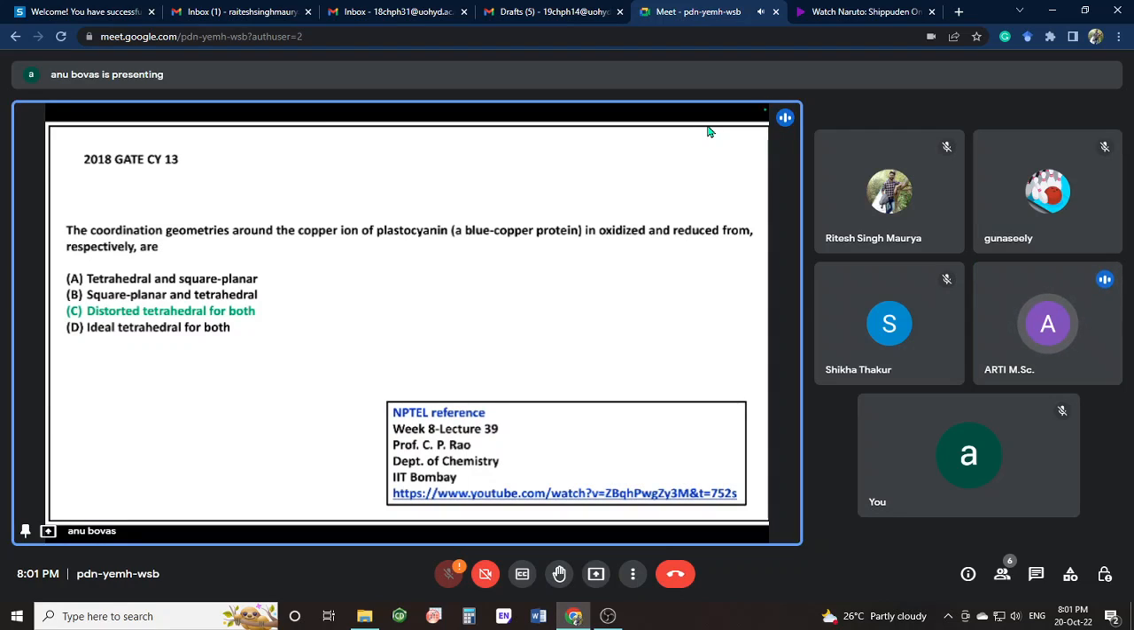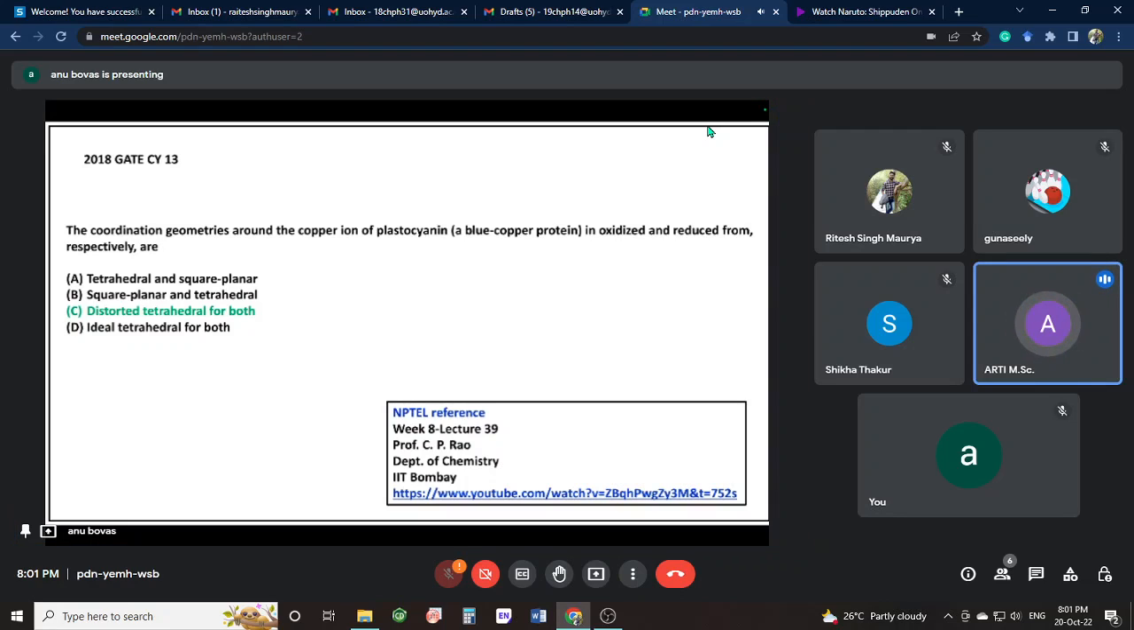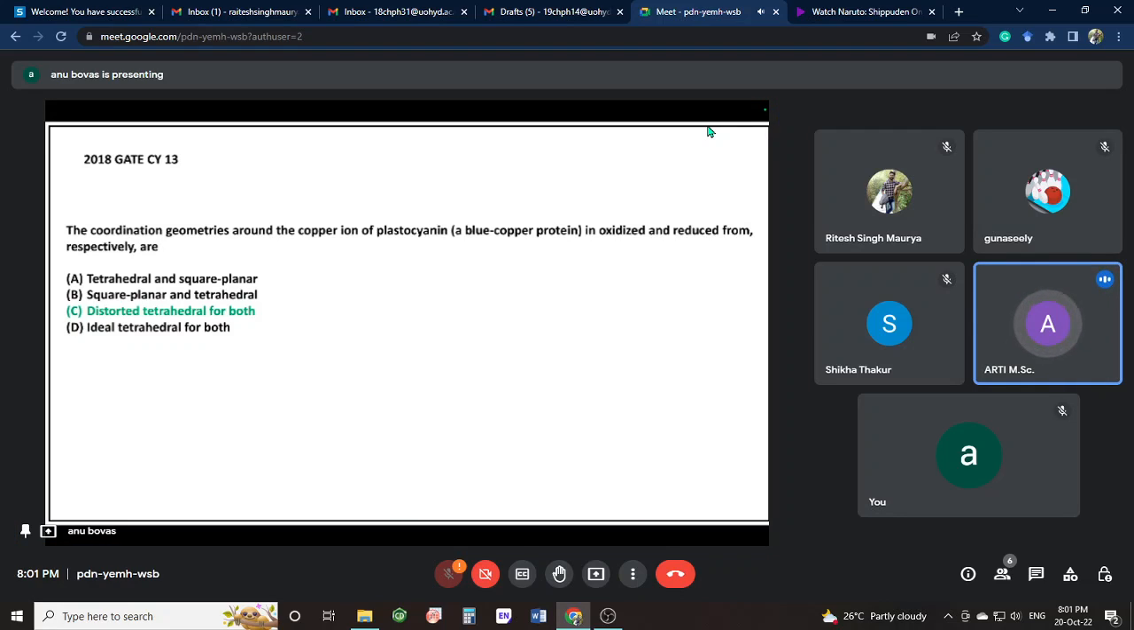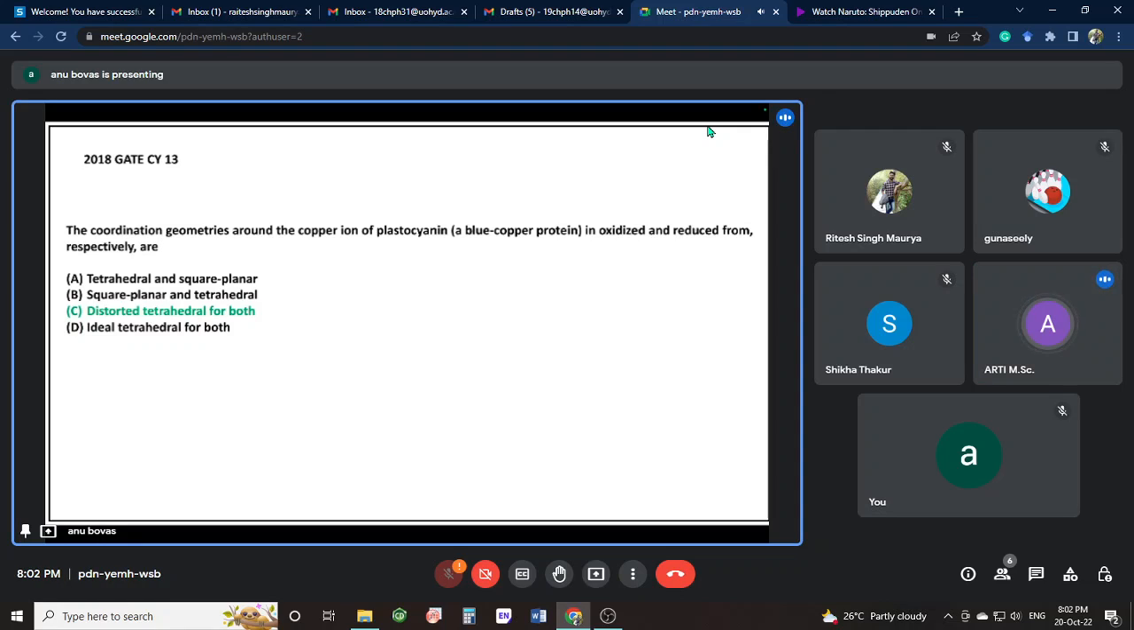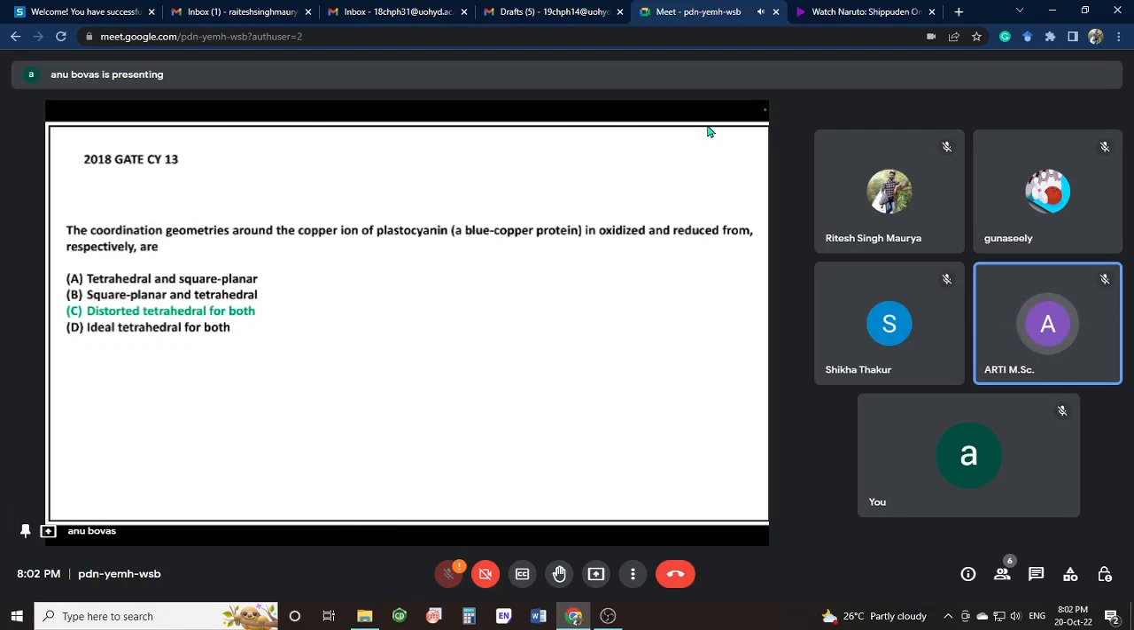Ma'am, azurin is also having +1 and +2 oxidation state, no, ma'am? Yes. It is similar to plastocyanin because both are acting as electron transfer agents. Electron transfer agent means it should act as an oxidizing agent as well as a reducing agent, so it should have an oxidized state as well as a reduced state. So copper 1 and copper 2, it has the same as plastocyanin. Okay, fine.